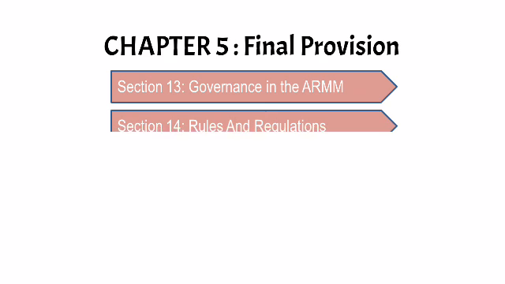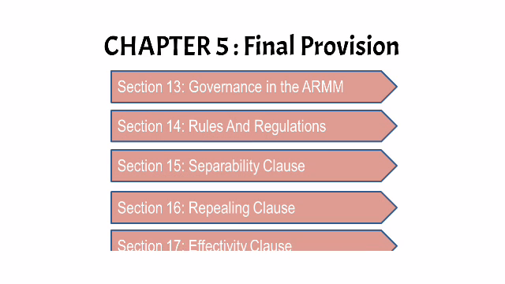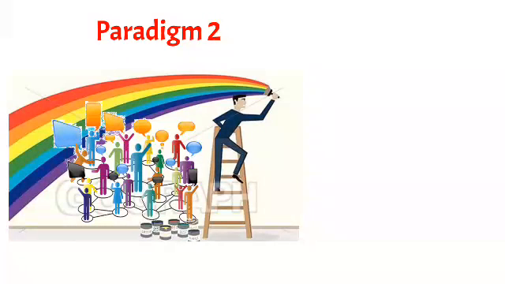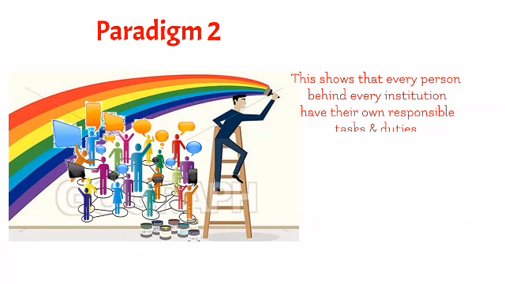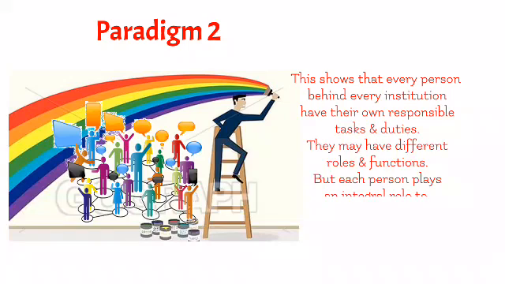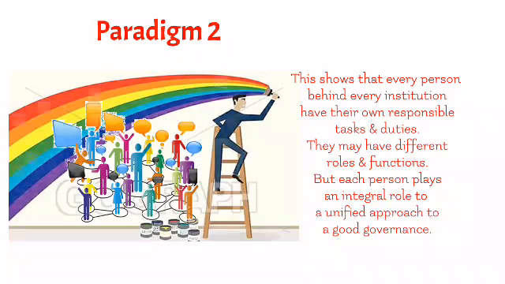And now, in Chapter 5, the final provisions, Section 13, Governance in the ARMM. Section 14, Rules and Regulations. Section 15, Separability Clause. Section 16, Repealing Clause. And Section 17, Effectivity Clause. And now, I will present to you the Paradigm 2 for our second topic. This shows that every person behind every institution has their own responsibilities and duties. They may have different roles and functions, but each person plays an integral role in a unified approach to good governance.